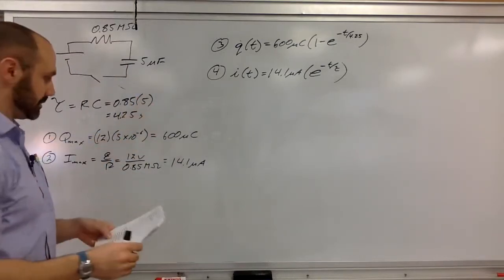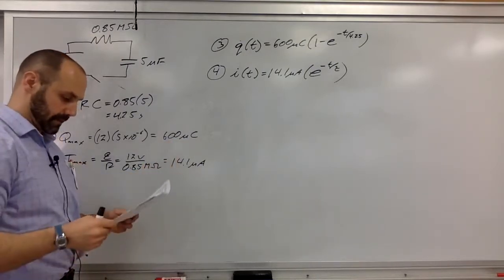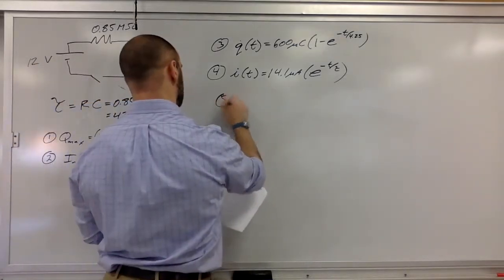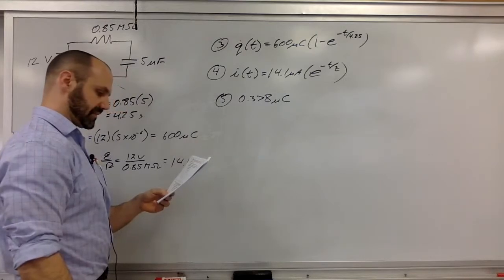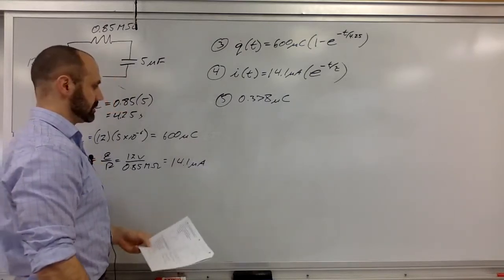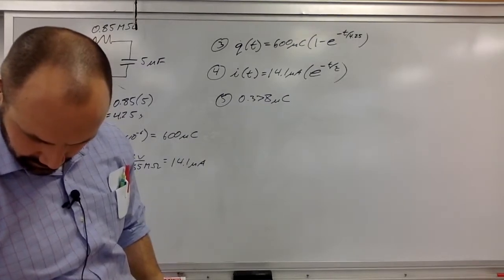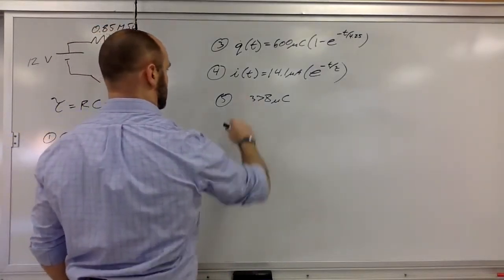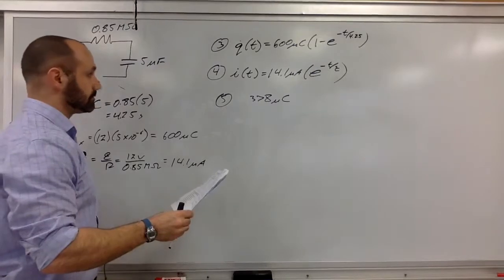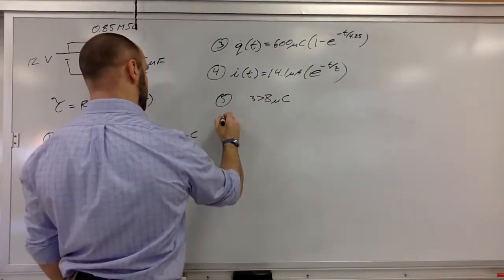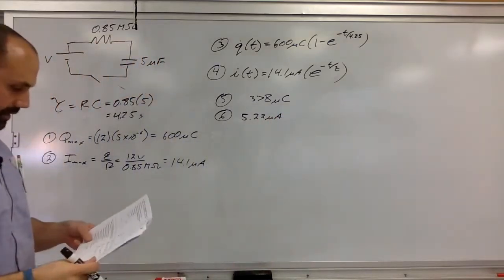The charge on the capacitor after 1 time constant, you take this, and after 1 time constant, the charge is 63%. So you just find 63% of 600. And well, I have that number. It's 0.378 microcoulombs, which doesn't really make much sense, because that does not look like 63% of that. Let's see. It's got to just be 378 microcoulombs. Maybe it was 0.378 nanocoulombs. And then the current is going to be 37% of that after 1 time constant, which is, I think, about 5.22 microamps.